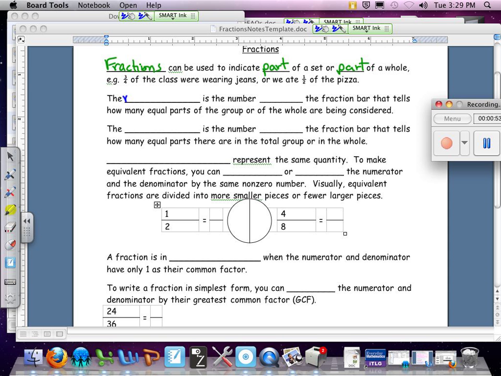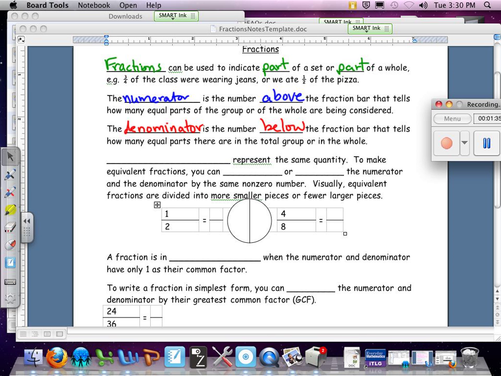The numerator is the number above the fraction bar that tells how many equal parts of the group or of the whole are being considered. Just the part that was eaten for the pizza, just the part that's wearing the jeans for the class. The denominator is the number below the fraction bar that tells how many equal parts there are in the total group or in the whole.